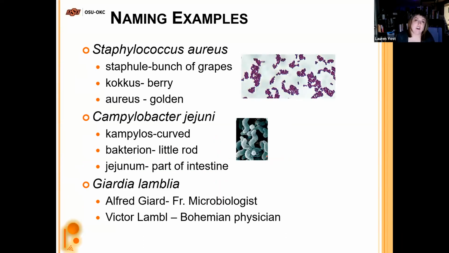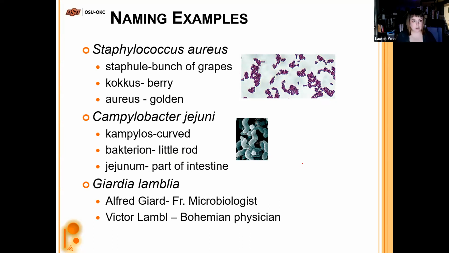Okay, naming examples. Here we have Staphylococcus aureus. Staphylo means bunch of grapes. Coccus means berry, so that's the round sphere shape. Aureus means golden. That's what it looks like when you have it out on a plate and you get those little colonies, little bumps that you get on the plates when they grow. So those are just descriptors of what it looks like.